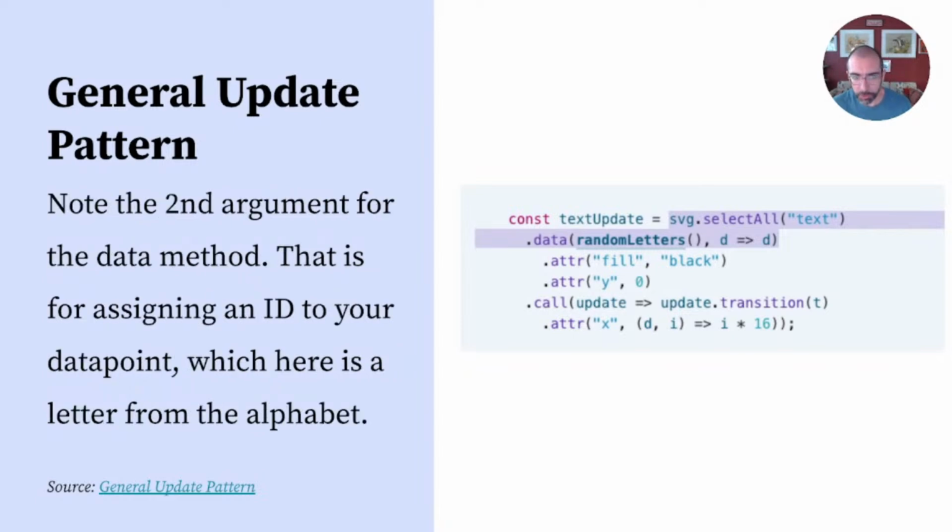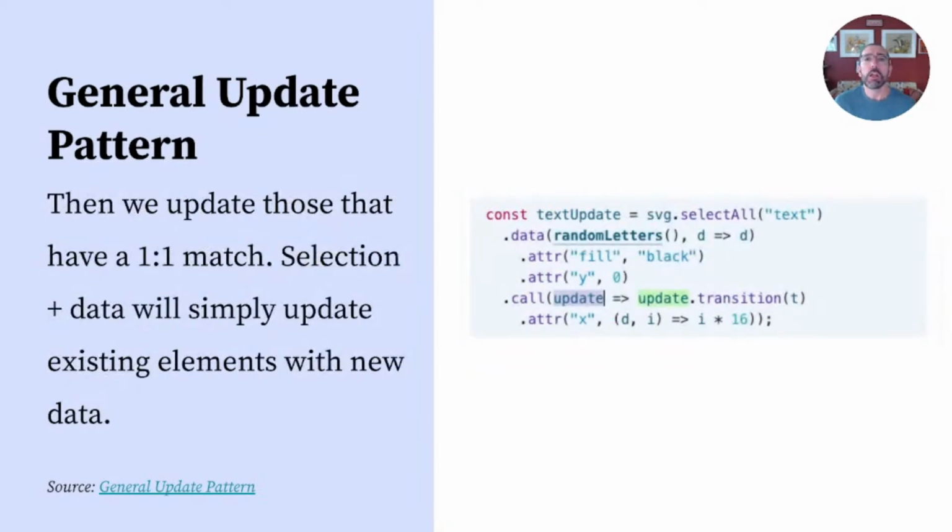So I just talked about assigning the ID. And then the second part here is that we update those that have that one-to-one match. With this selection, we first select the elements and compare them to our data set, and now we're just going to update those. So this is the update part of that Venn diagram, the middle section, where we do have that one-to-one match. These are the ones where it does match.